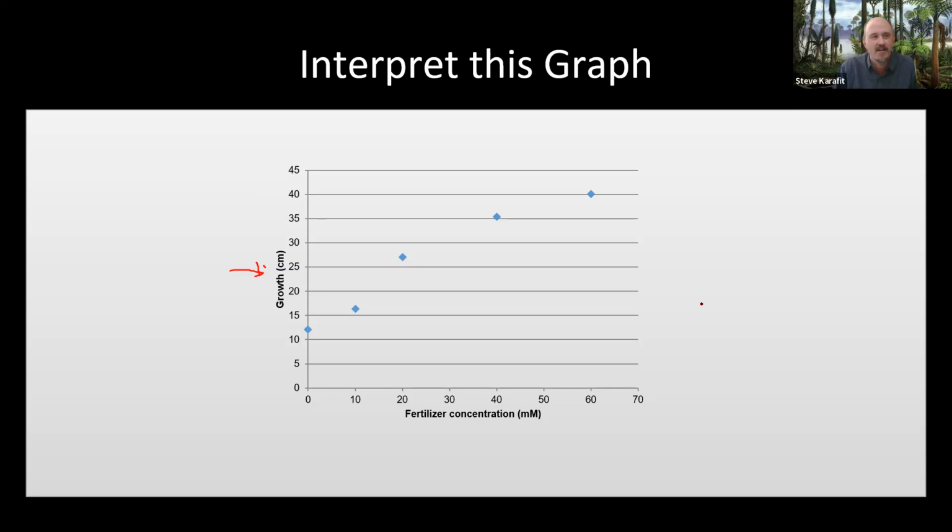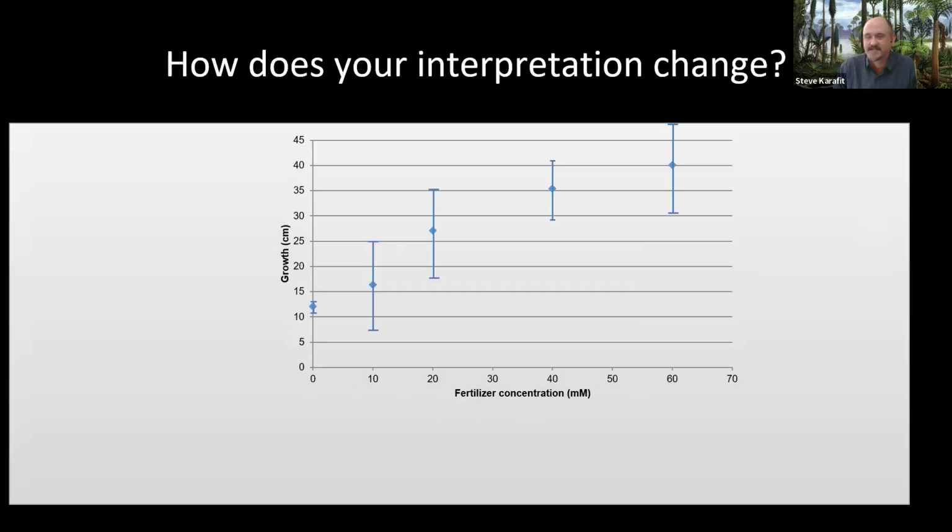Now, what if I had error bars on this data and it looked like that? Is that going to change our interpretation? Anyone other than Emily want to pipe in on that one? I'll make Jackson pick somebody.